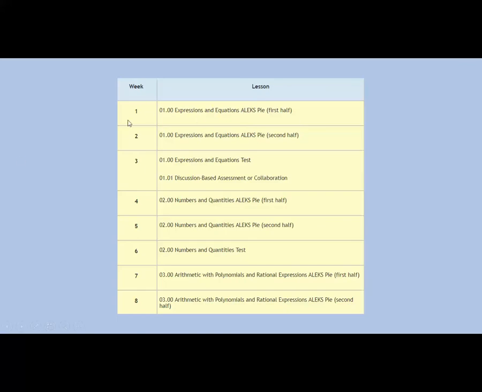So the first week, it always starts on Monday. This is the pacing guide for MCR. You need to have the first half of the Alex Pie submitted, and then by week 2, you need to have the full pie submitted. So it shows you exactly what you need to have done week by week. Most classes, like I said, are 3 assignments per week, except MCR.